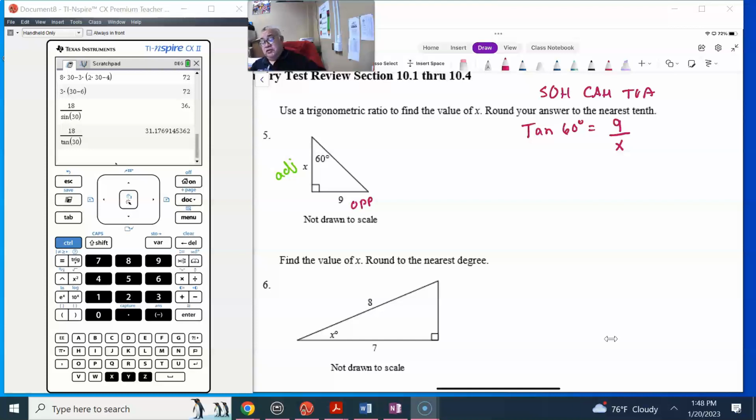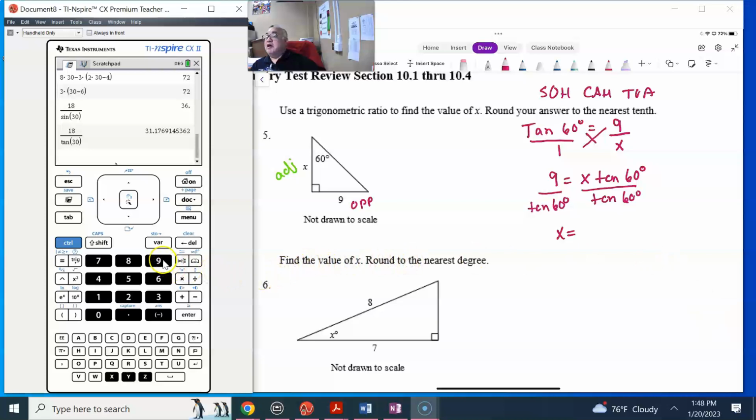So now we need to make this into a fraction. And remember, in order for us to solve this proportion, you have to cross multiply. So you have 1 times 9 gives you 9, and x times the tangent of 60 degrees. And since you're multiplying x times tangent, you want to do the opposite of that, which is division. So we have 9 divided by the tangent of 60, and that's going to give you the x value, or the adjacent measurement.